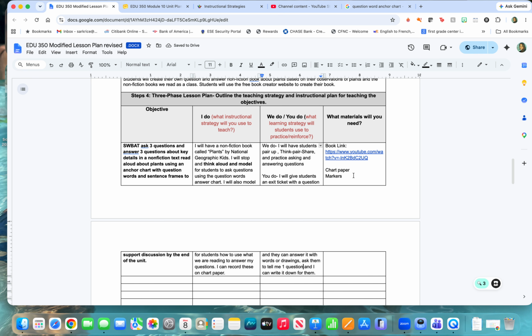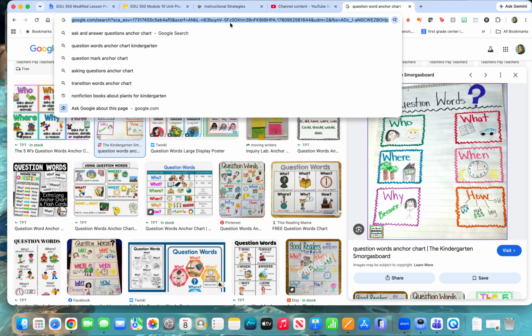And then again, right, what do I need? So chart paper, markers, maybe I need some kind of special paper, because I will tell you in advance, if you give a kindergartner just a blank piece of paper, it's going to be really hard for them. So maybe I want some sort of graphic organizer where they can actually have a picture box and lined paper, right?